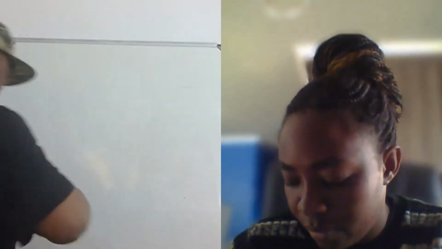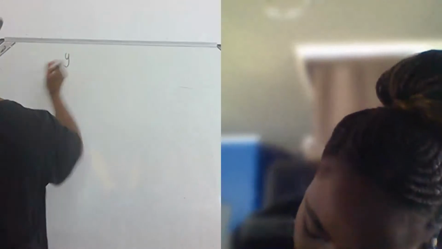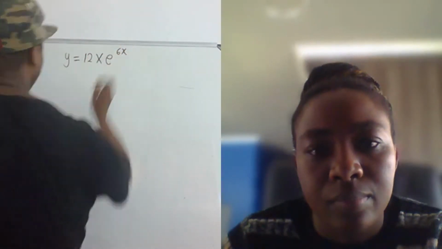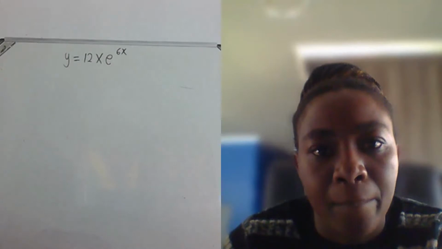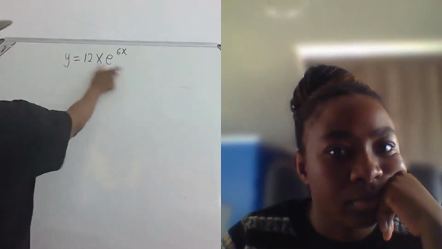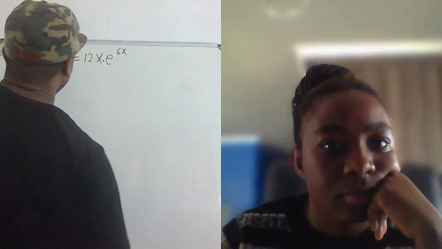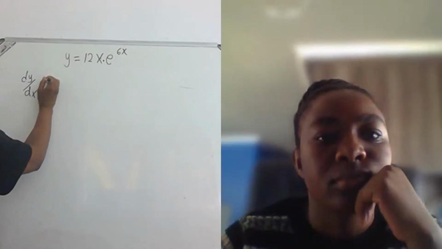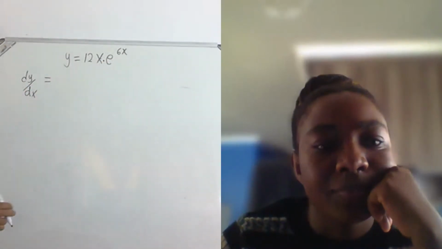Product rule. 12x e^6x. y equals 12x e^6x. This is very easy. Which type of this is it? Is it quotient, product, or normal differentiation? That's the product, because you've got first one and second one, meaning I can say two groups. So I'm going to say dy/dx equals the second one constant.